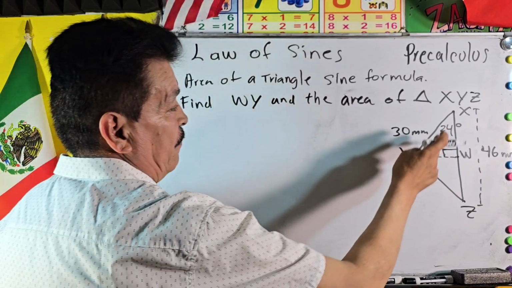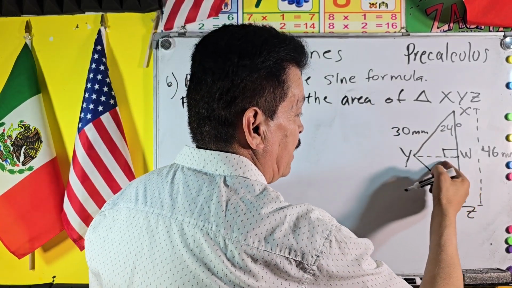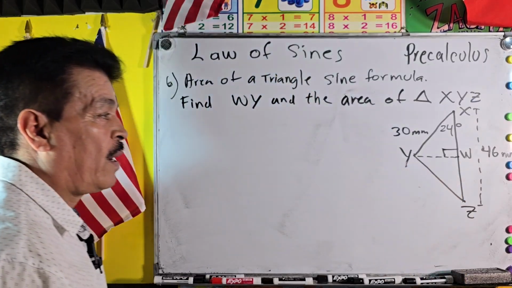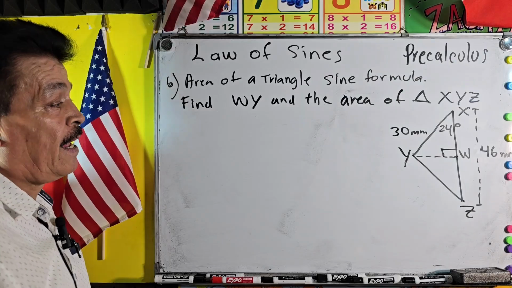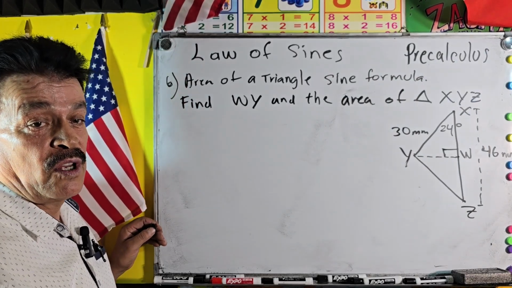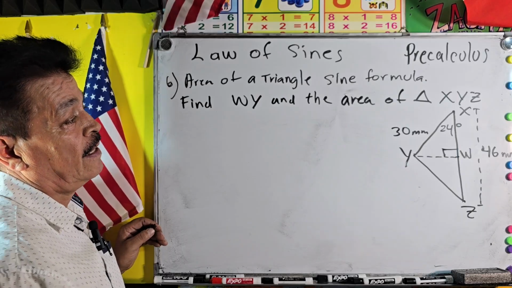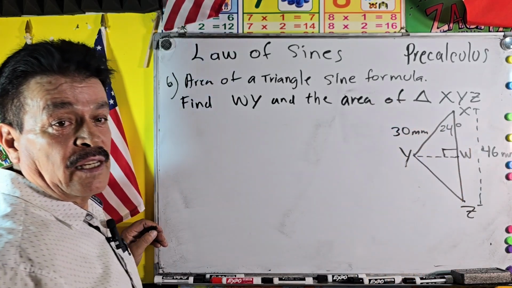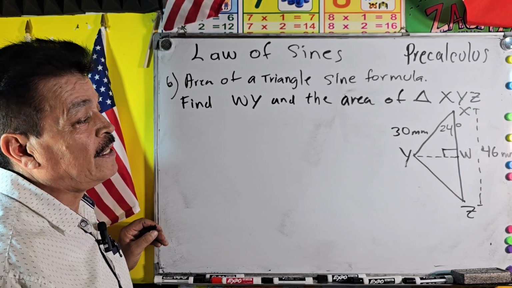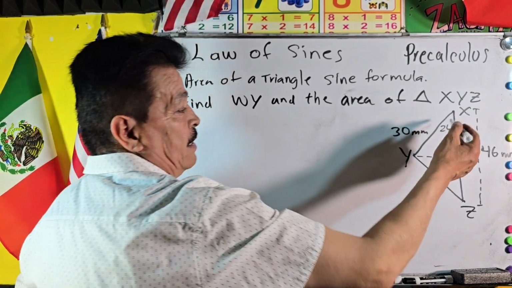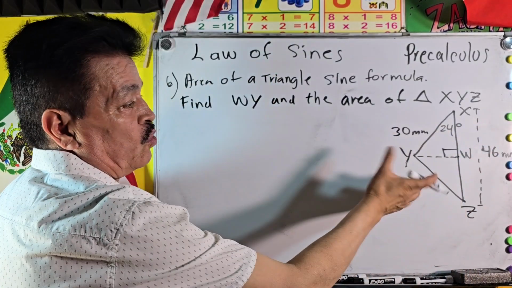But to find that, we need to find the height here, or the measure of this line, YW, right? So that's the first step. So we have to see the whole triangle XYZ. XYZ is a right triangle. I mean, XYW is a right triangle, but this is a double.